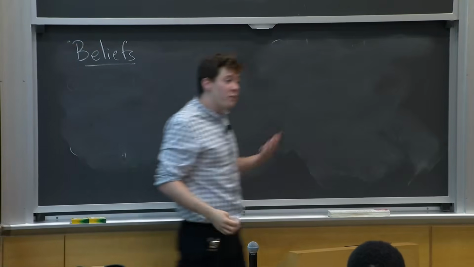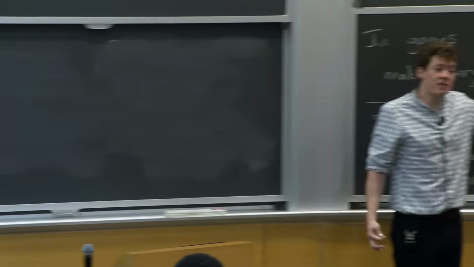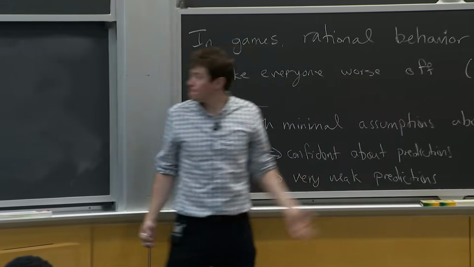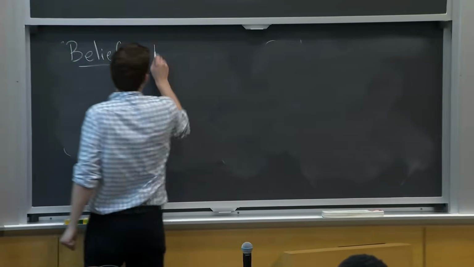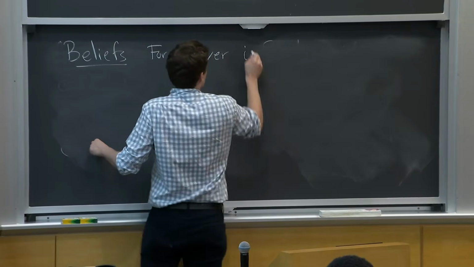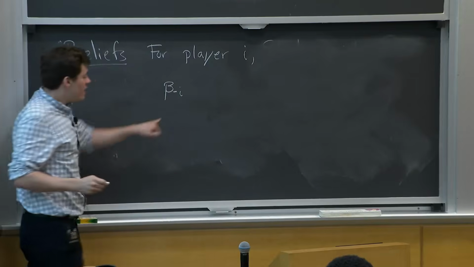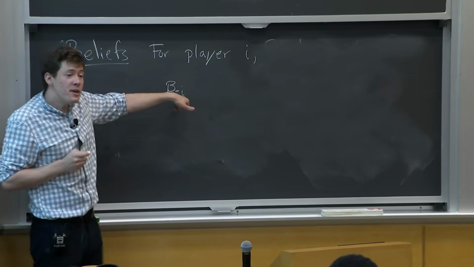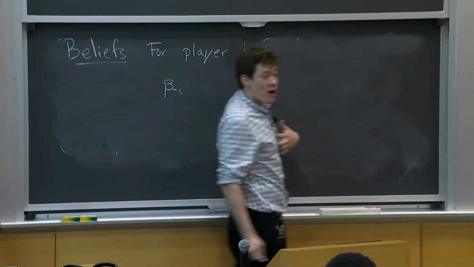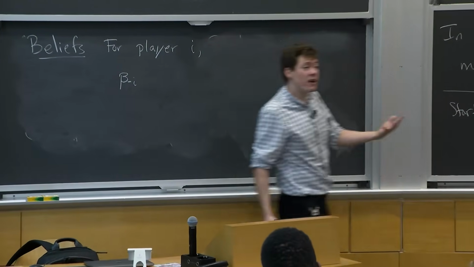Well, a belief for player I is just a probability distribution over the strategies that the other players are playing. So I'll say for player I, it's a function. Maybe we'll say beta negative I. We're going to use the negative I because even though it's the belief that's held by player I, it's a belief about everyone else's strategies. And that's why we use the negative I here.